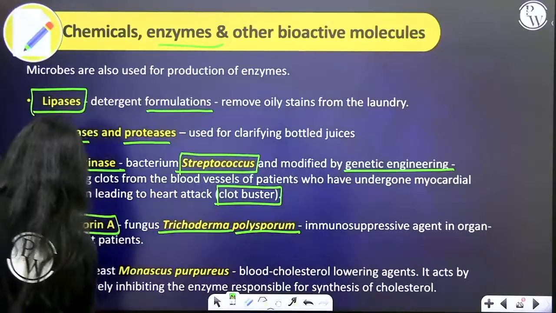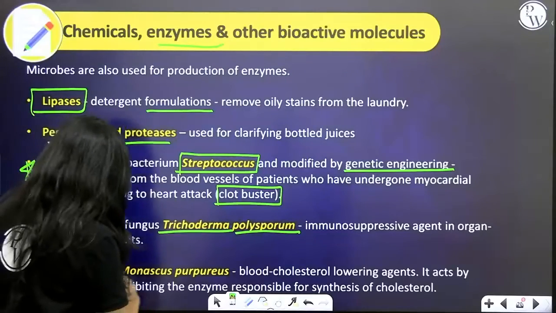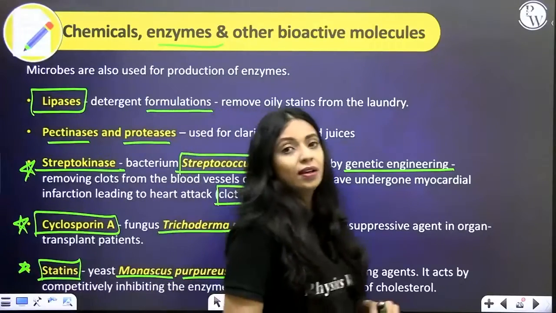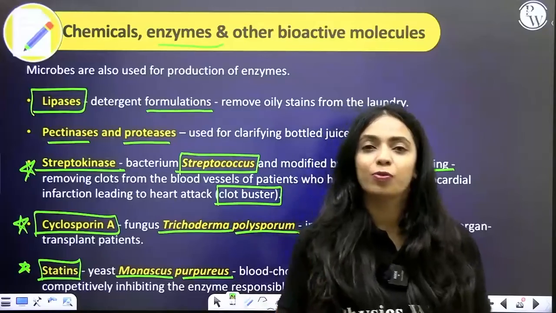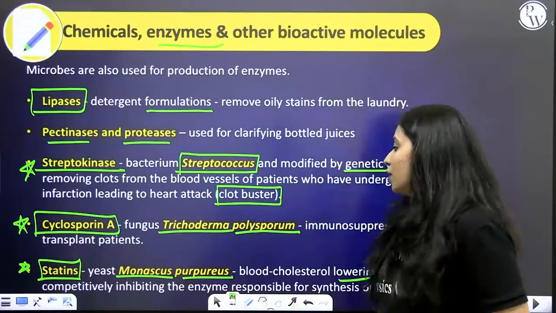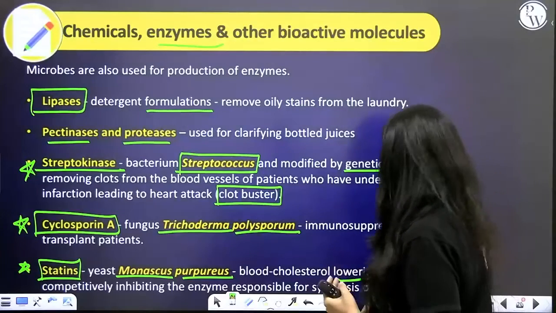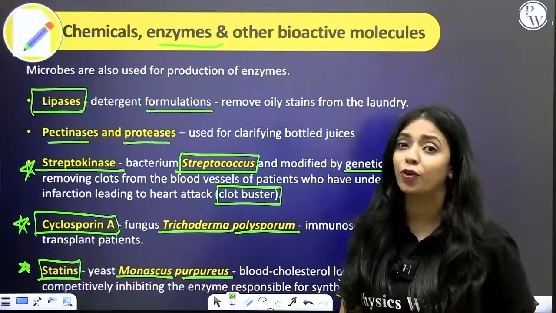Now let's talk about statins. What are these statins? Statins are produced by a yeast called Monascus purpureus. In people that have high levels of blood cholesterol, it is used as a blood cholesterol lowering agent. What does it do? It acts by inhibiting the enzymes responsible for synthesis of cholesterol.